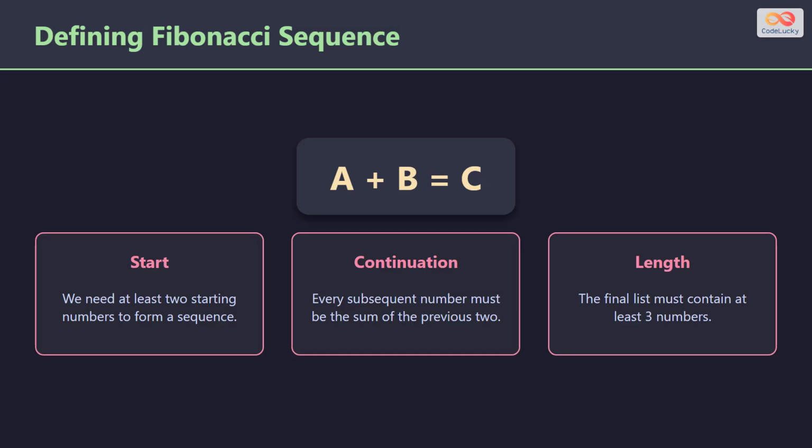Just to recap, a Fibonacci-like sequence works on the principle that a plus b equals c. To form such a sequence, we need at least 3 numbers in total. The first 2 numbers define the rest of the sequence, because once you have them, the third number is fixed, the fourth is fixed, and so on.